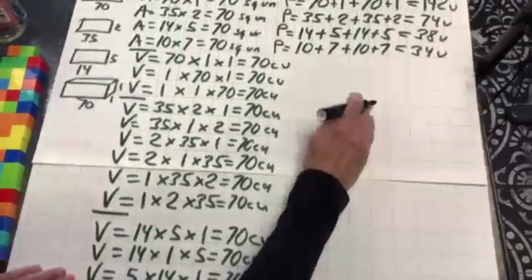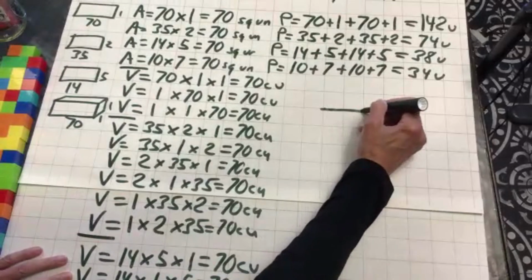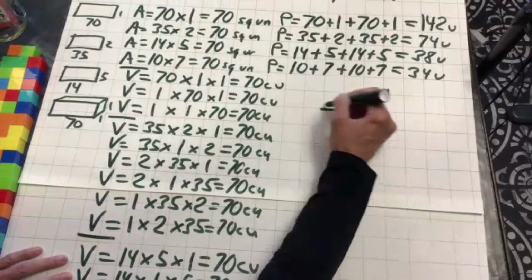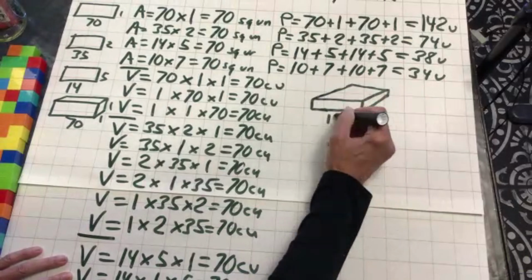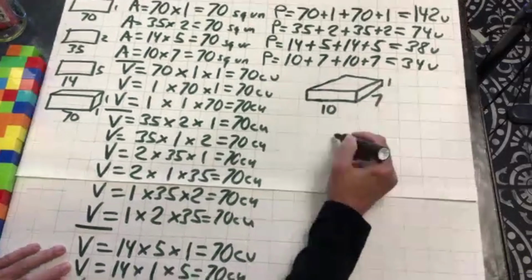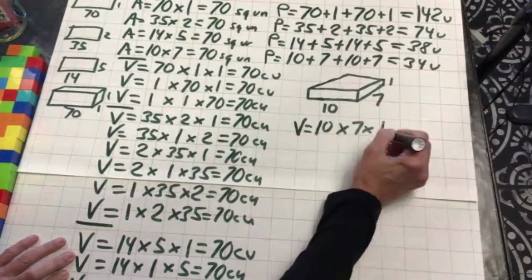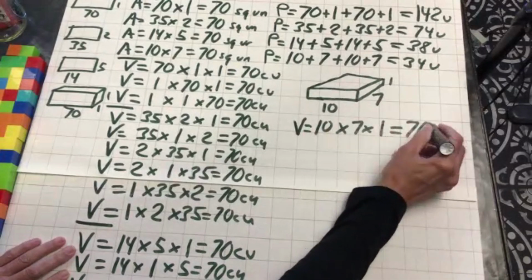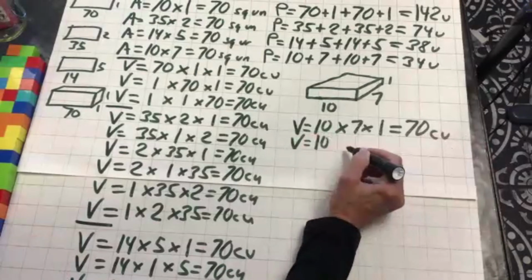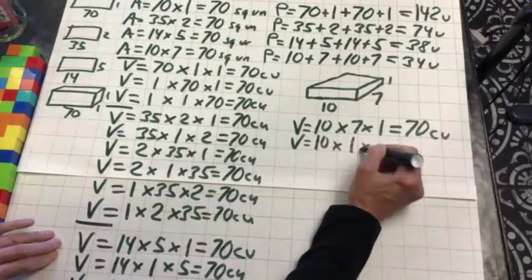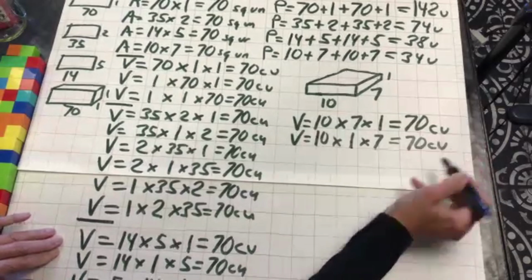And last but not least, and I'll draw it right here, we have a 10 across by 7 deep by 1 tall. So we'll make that look as best we can. So we have a 10 by 7 deep by 1 tall. So our volume would be 10 wide by 7 deep by 1 tall equals 70. We can write that as 10 wide by 1 deep by 7 tall. So we're just standing that shape up for a different view.